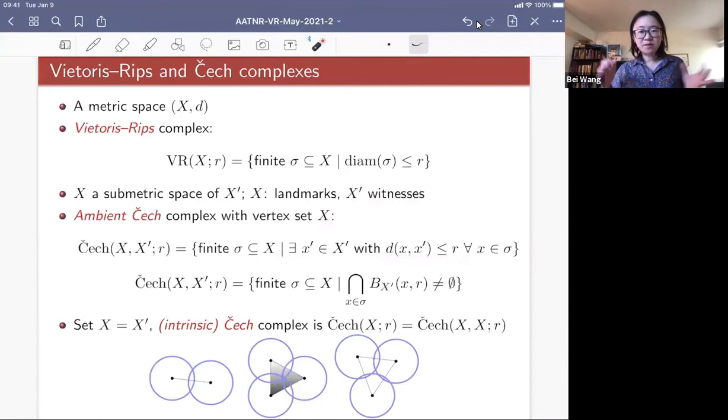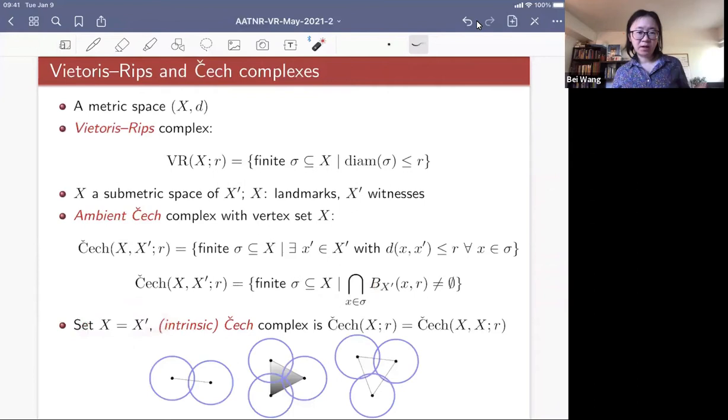Another way to think about it is that it's a finite subset of points in X such that the balls of radius R with respect to X prime have non-empty intersection. But if we just set X equal to X prime, this is our classic intrinsic Čech complex.